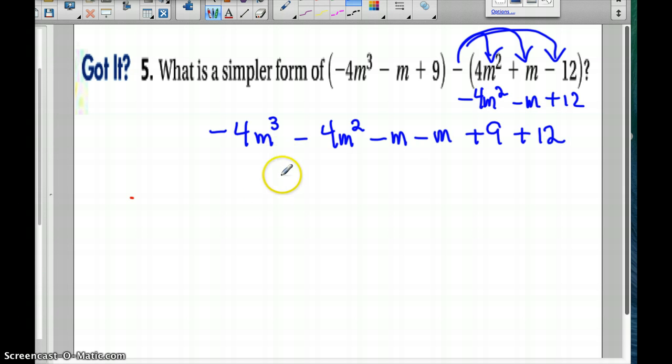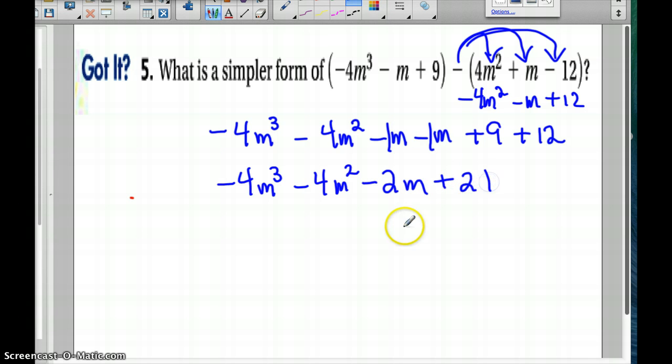Okay, some of you may already be liking this better. Are these like terms? No, we just rewrite them. 4m cubed and 4m squared are not like terms. Minus m, sure, that's a minus 2m. 9 plus 12, sure, plus 21. You may find, in this case, the horizontal method to be easier.